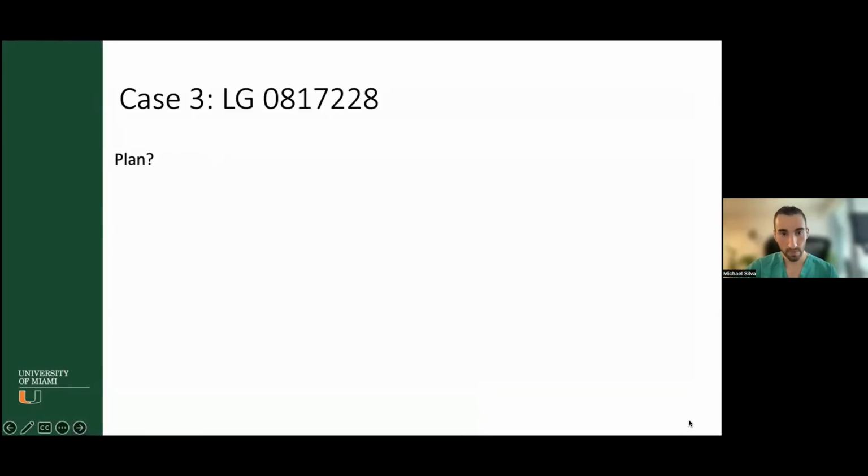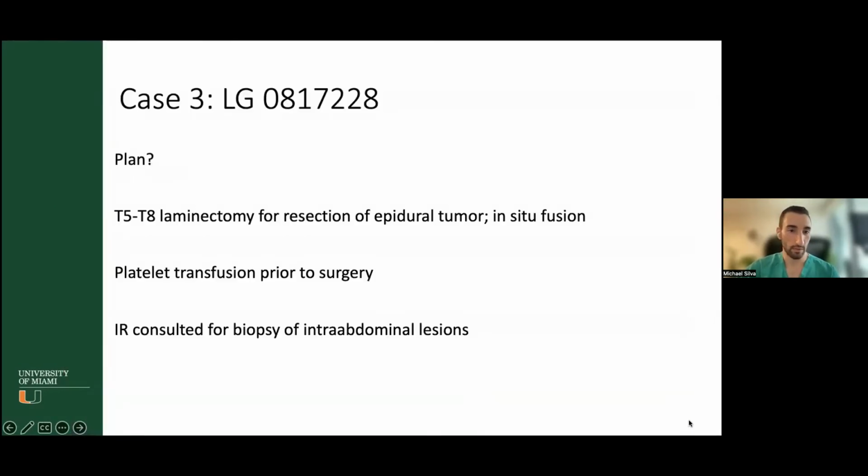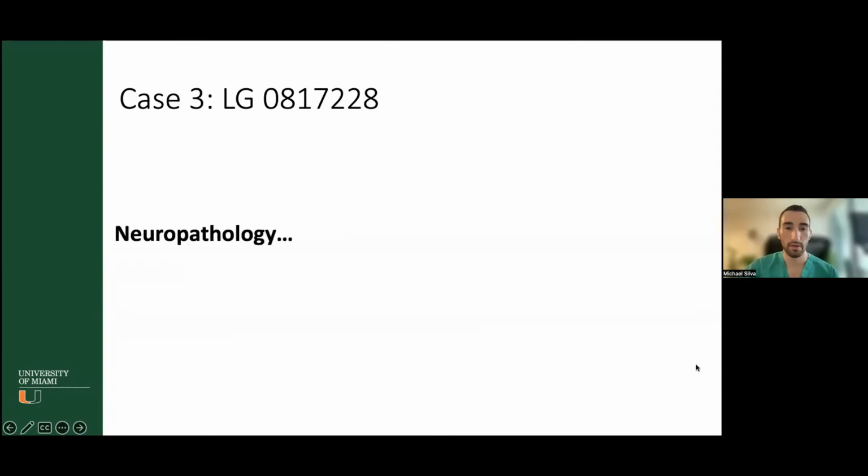So we went to the differential. What was done was a T5 to 8 laminectomy for resection of the tumor. In this case, an in situ fusion was done. The patient obviously required a platelet transfusion because of their platelets of 48. And then the intra-abdominal lesions were also biopsied by IR. So from here, we'll go to the neuropathology slides.